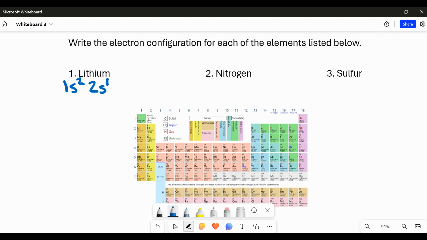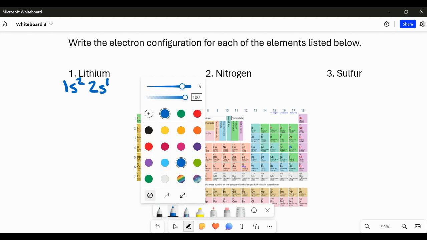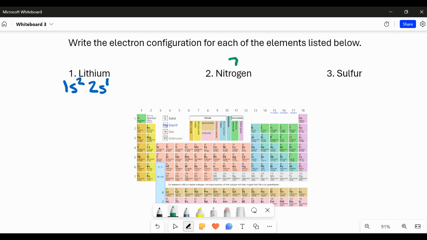So let's move on to nitrogen. Let me change the color here. Okay, so nitrogen is atomic number 7. That means it's going to have 7 electrons. So we're going to again repeat this process, starting with the first energy level. The first energy level only has s orbitals, and the s orbitals can only hold 2 electrons. So, as a result of filling these orbitals right here, we now have 5 electrons left.